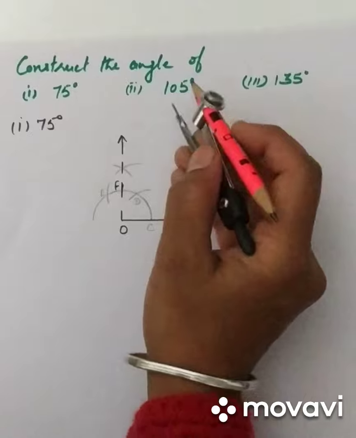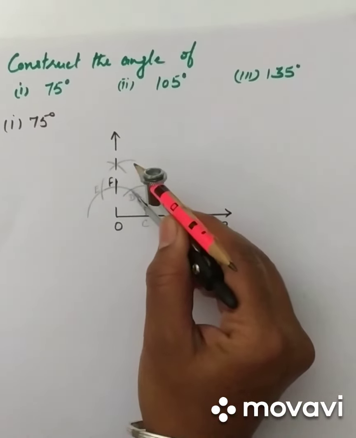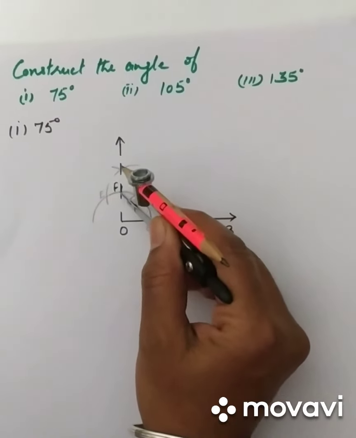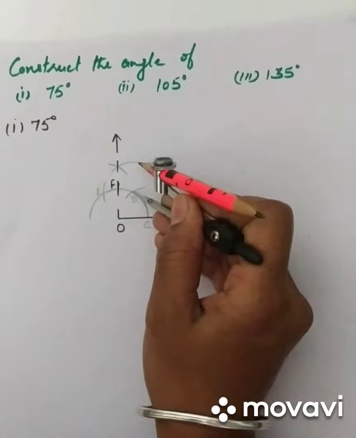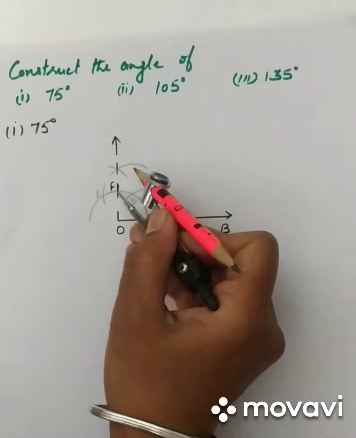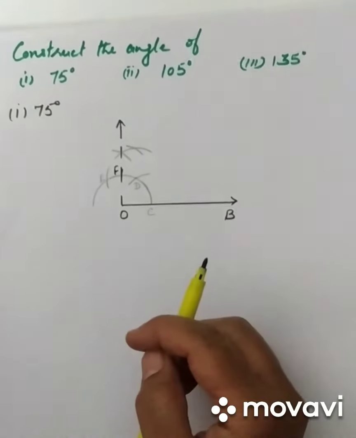Now for 75 degree, beta, we have to bisect the area between 90 degree and 60. Okay, we have to draw one arc from D, another arc from this point F, D. Okay, and then from F we have to cut this arc. And this is the angle of 75 degree.